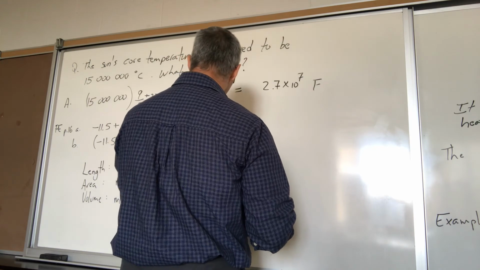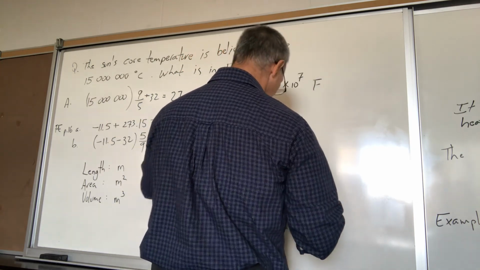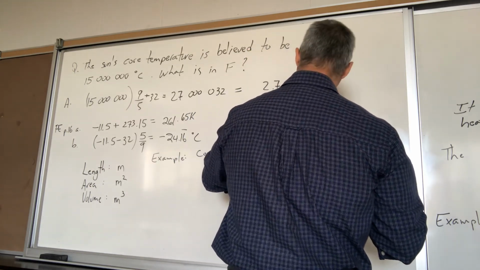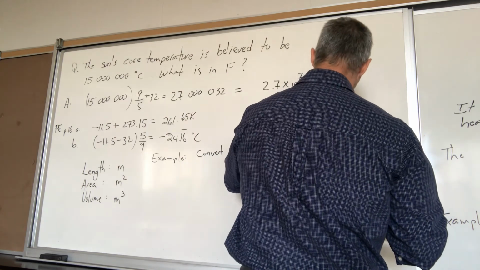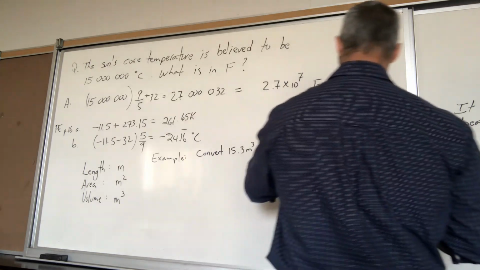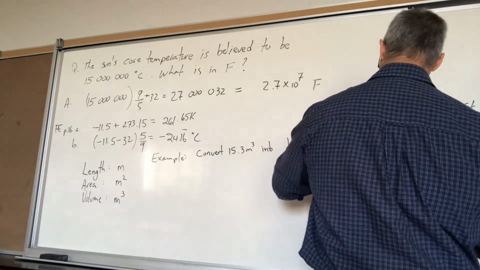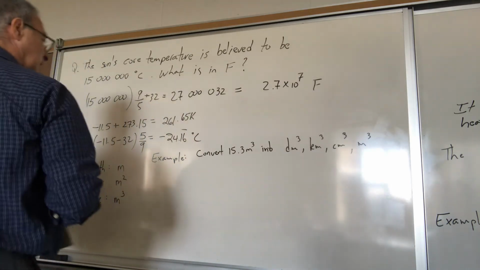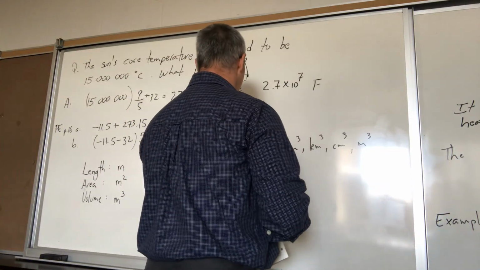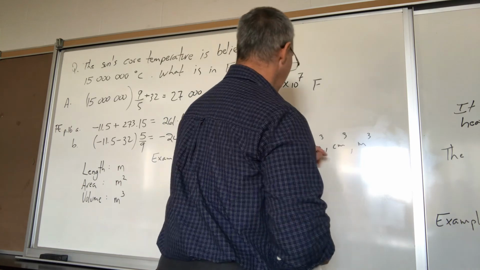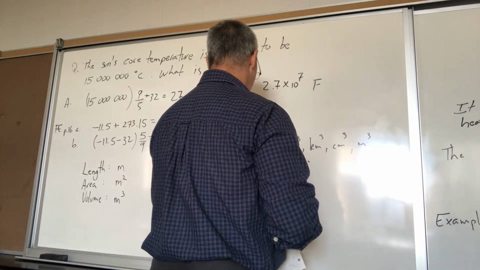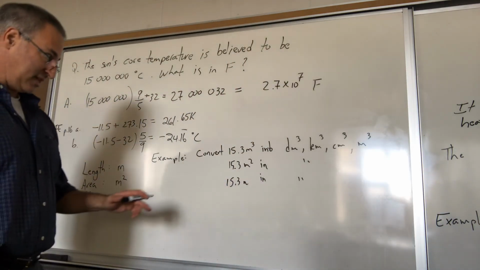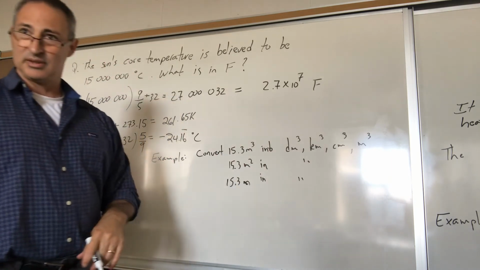Convert 15.3 meters cubed into decimeters cubed, kilometers cubed, centimeters cubed, and millimeters cubed. And we could also convert 15.3 meters squared into all of that. And we could also try 15.3 meters in all of that. Let's start with the easy stuff. Let's start with the linear part. Linear part is very easy.